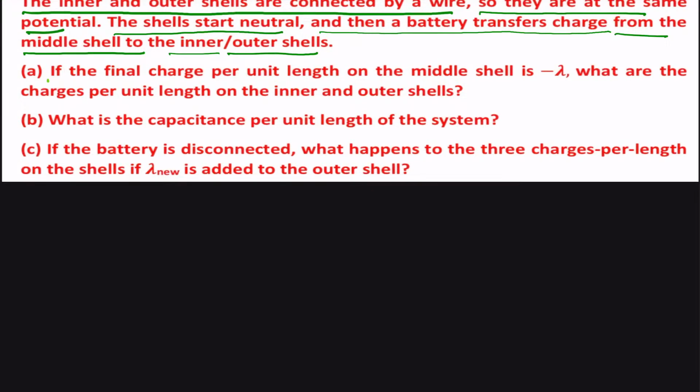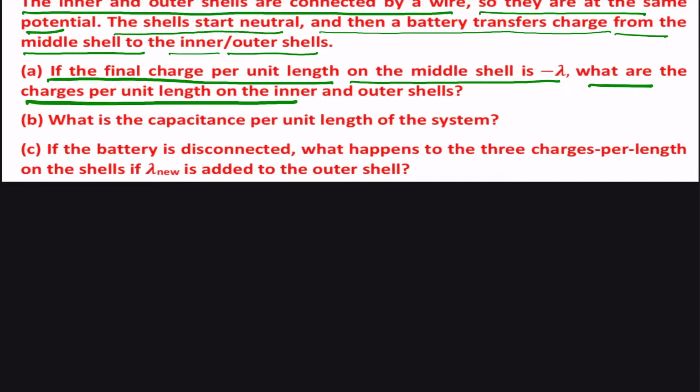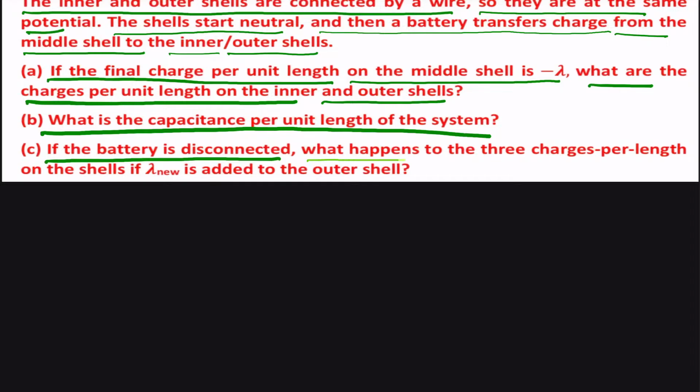The first part states that if the final charge per unit length on the middle shell is minus lambda, what is the charge per unit length on the inner and the outer shells. Part B, what is the capacitance per unit length of the system. And part C, if the battery is disconnected, what happens to the 3 charges per length on the shells if lambda naught is added to the outer shell. So this is the basic question.